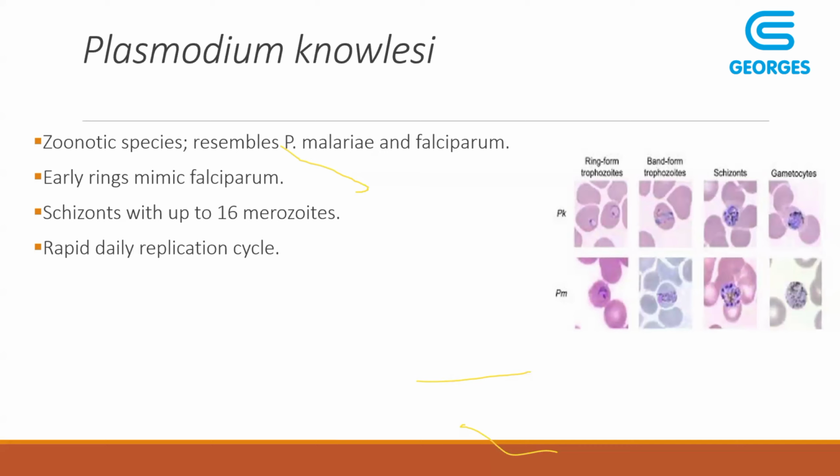And then the schizonts are up to 16 merozoites, and they rapidly replicate in a cycle. So P. knowlesi can easily be confused with either P. malariae or P. falciparum. So it needs to be very keenly identified.